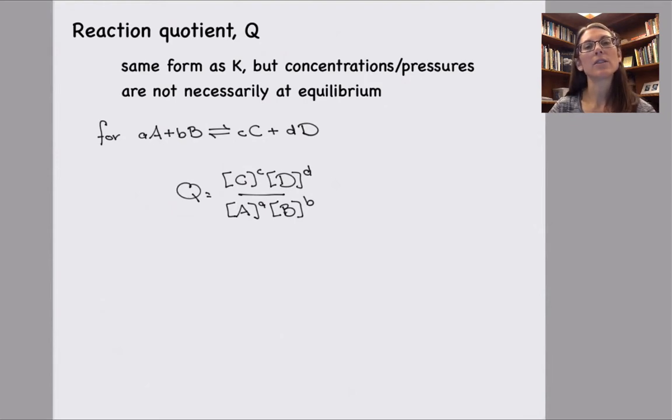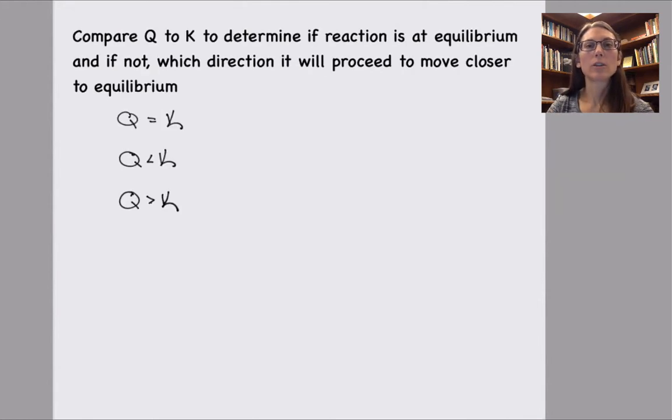But the concentrations or pressures that you're putting into your Q value are not necessarily at equilibrium. They're just a snapshot of one moment in time. And we are going to be able to use that information to decide whether or not a reaction is actually at equilibrium. So in order to do this, we're going to take our value for Q that we can calculate and we're going to compare it to the equilibrium constant value K. And if they are the same, then you know that the system is at equilibrium. However, if they're not the same, then the system's not at equilibrium.